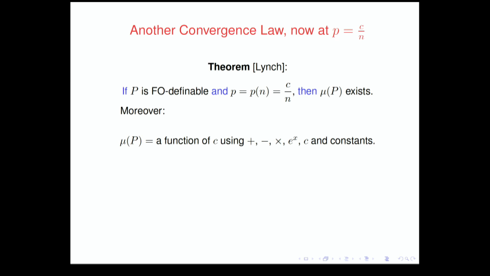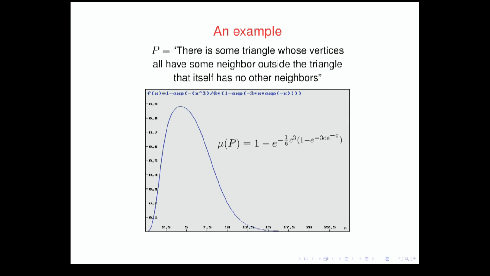And the formula, of course. As a function of C, it is a continuous function made of plus, minus, times, and e to the x, so the exponential of C, and real constants, or actually rational constants. So this is even more amazing, I would say. You have these amazing shapes. Here is one example of things that can happen in the first-order world at this regime.